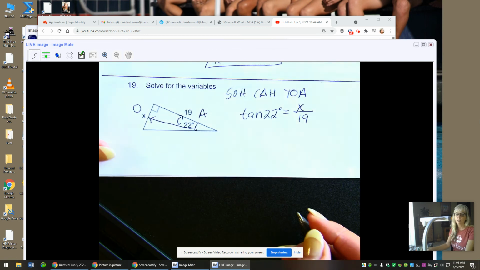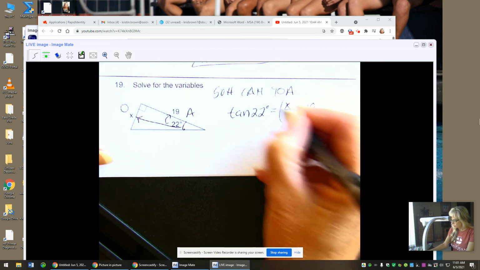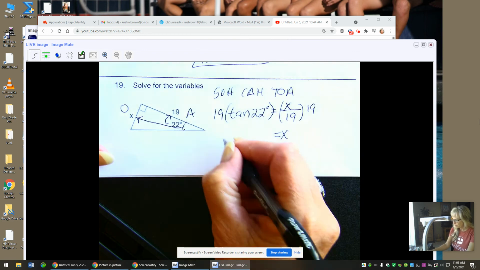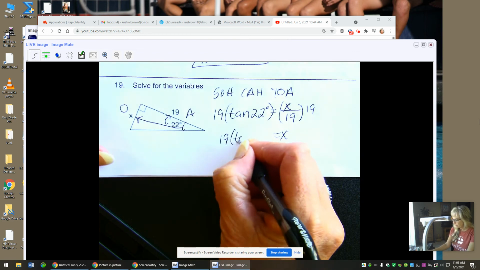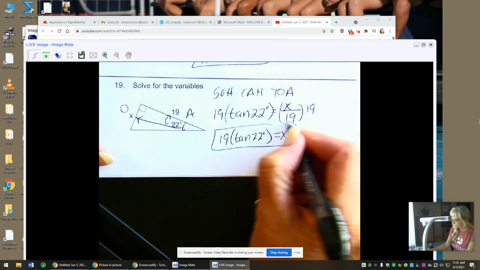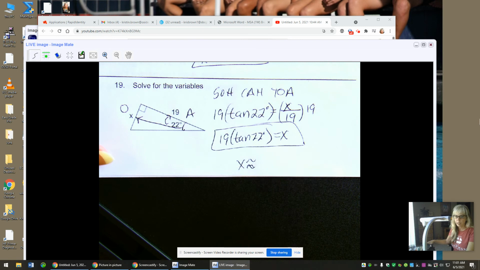So this one's a little different. We're going to multiply by the denominator, and then we're kind of home free because we have x by itself. This is the exact answer, 22 degrees, exactly. And then go to our calculator for an estimate.